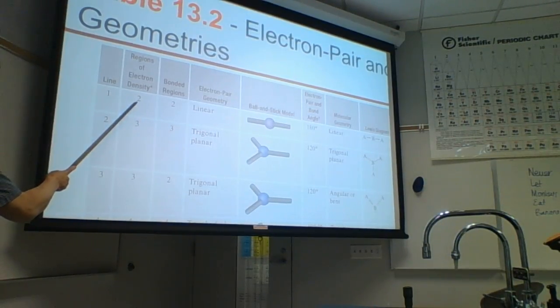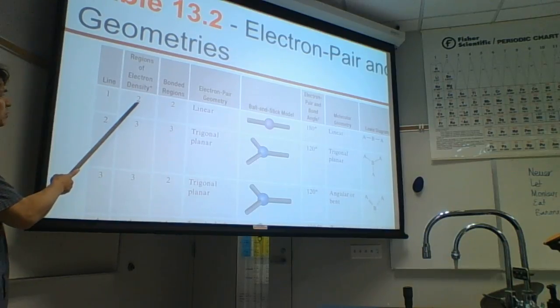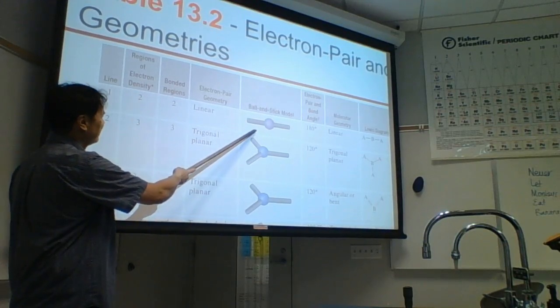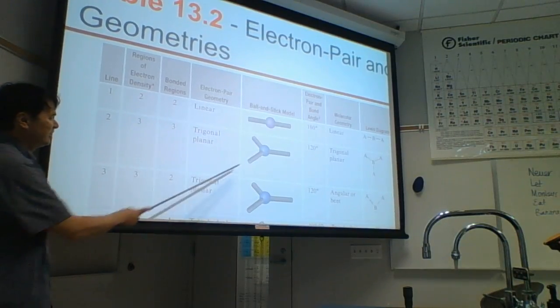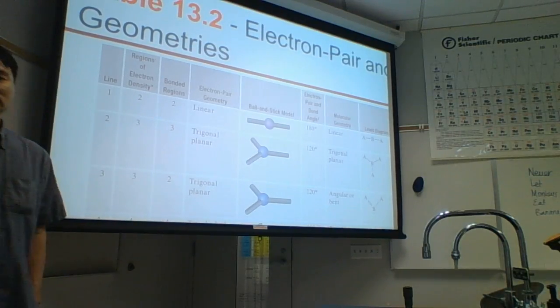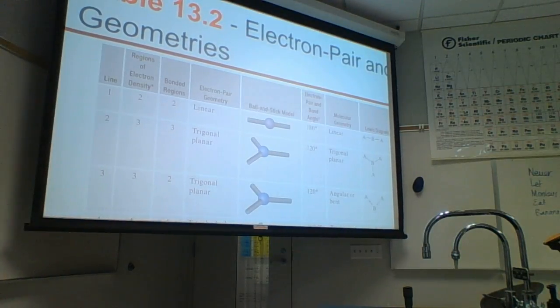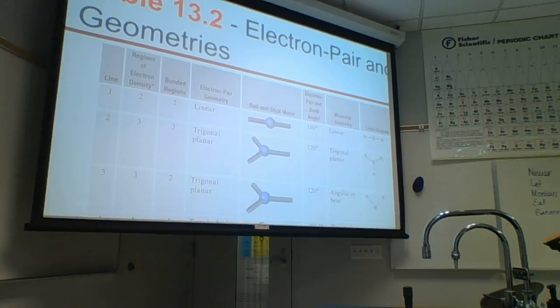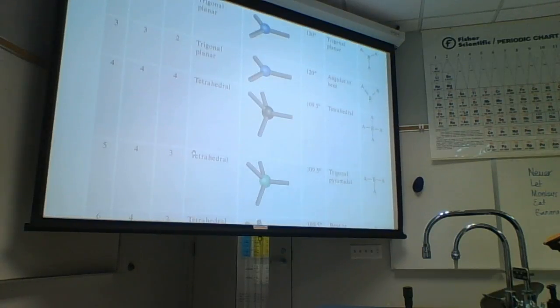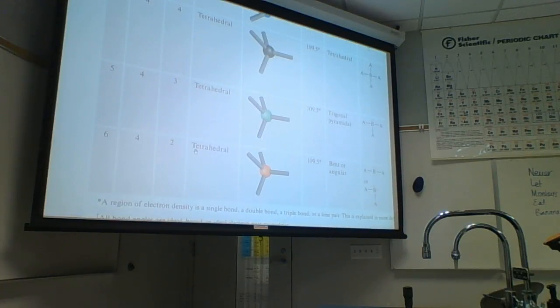So 2 groups of electrons, linear. 3 groups of electrons, trigonal planar. 4 groups of electrons, tetrahedral.